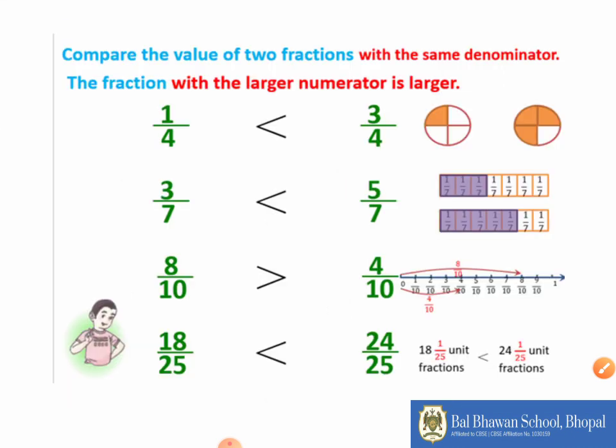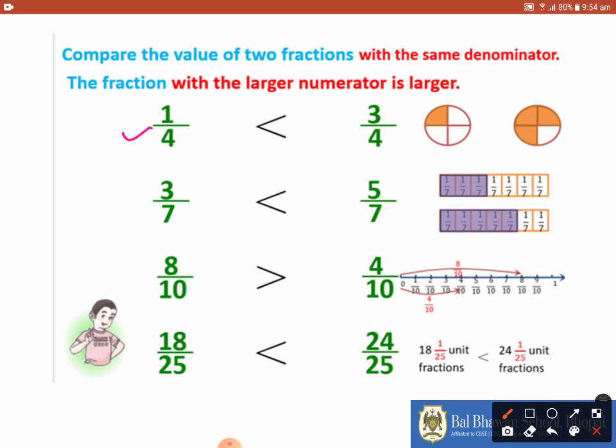Let us see some more examples. In the first example, it is 1 upon 4 and 3 upon 4. Of course, by looking at the picture, we can easily identify that 3 upon 4 is greater than 1 upon 4. And we can also say that since 3 is greater than 1, 3 upon 4 is greater than 1 upon 4. So we have noticed that while comparing like fractions, we are just looking at the numerators. The fraction with a bigger numerator is actually a bigger fraction.